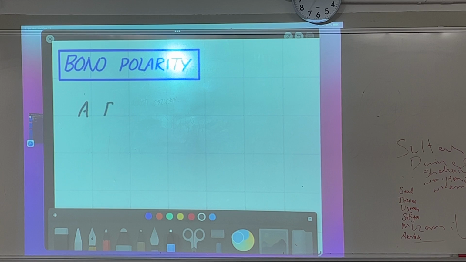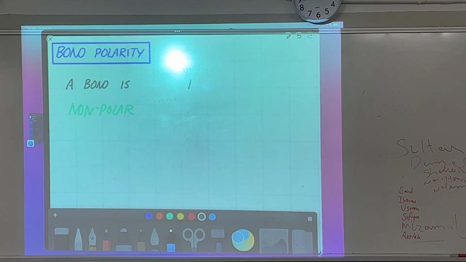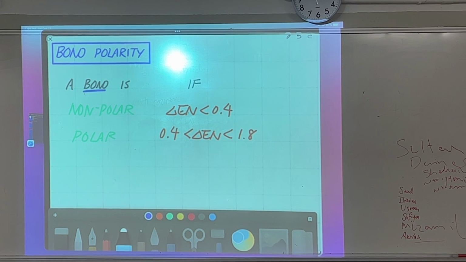A bond is non-polar if the electronegativity difference is smaller than 0.4. A bond is polar if the electronegativity difference is between 1.8 and 0.4. That's how we know if a bond is polar or not.